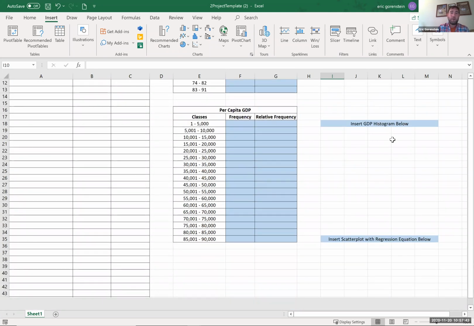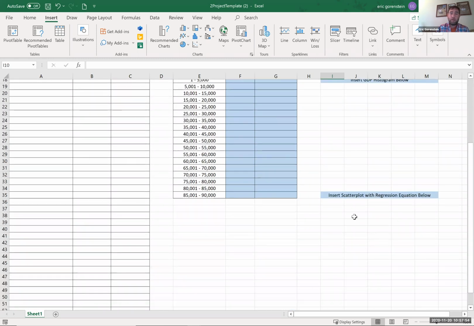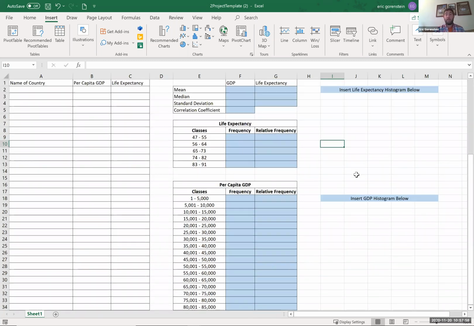So you're going to insert 3 graphs: a histogram for life expectancy, a histogram for GDP, and under here, a scatter plot with the regression equation. And again, for those graphs, it's just highlight, insert, and click on the graph icon. So making those graphs just takes a couple of clicks.